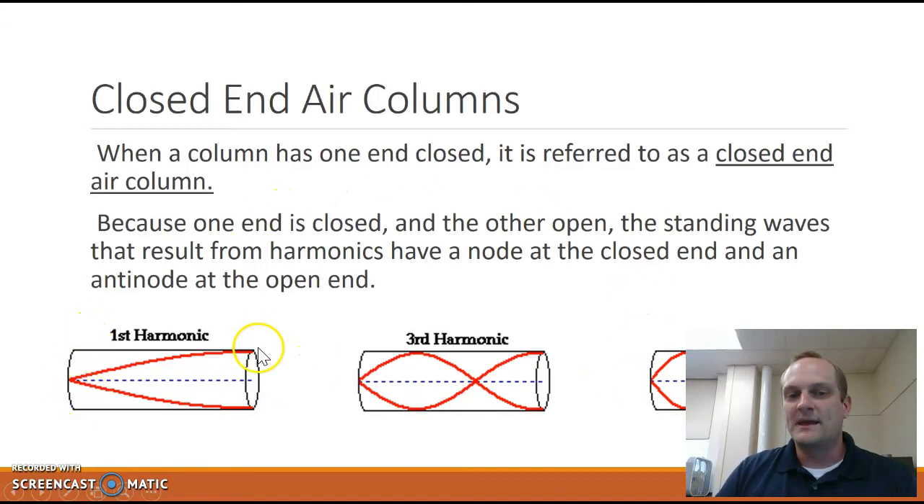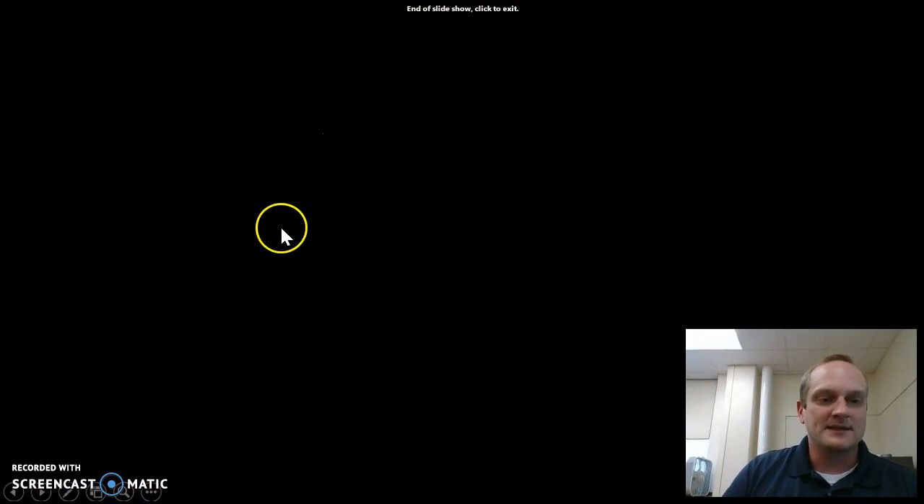Okay, so because of this limitation that I need an antinode at the open end and a node at the closed end, I have to add another half a wave every time to get to the next harmonic. So there's no way for me to add one more quarter of a wave and still have a standing wave in a tube that's open on one end and closed on the other. So on the closed end air columns, this is kind of the special circumstance. We go 1st harmonic, 3rd harmonic, 5th harmonic. Okay, and that's it. If you have any questions about sound waves, please come see me.